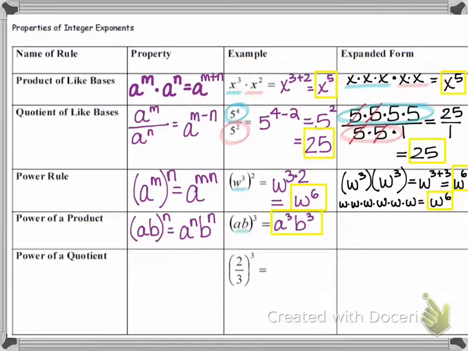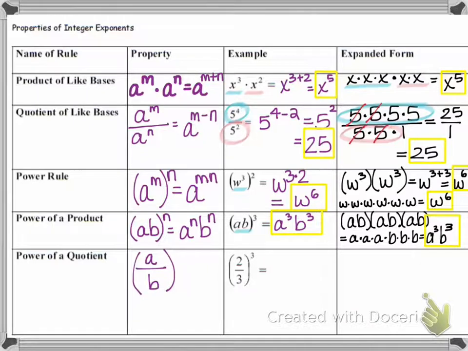But let's take a deeper look. My base is the product ab. If ab is raised to the 3rd power, that means I have 3 factors of ab. Now, I know that multiplication is associative, which means it doesn't matter how I group the terms that are being multiplied. So instead of ab times ab times ab, I can multiply all the a's and all the b's. And now I can see there's 3 factors of a and 3 factors of b to arrive at a cubed, b cubed.